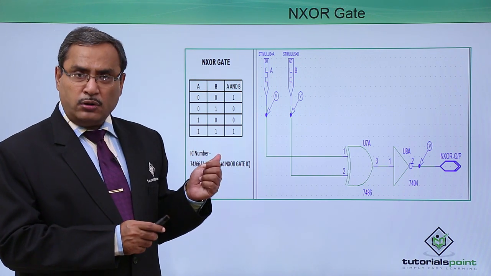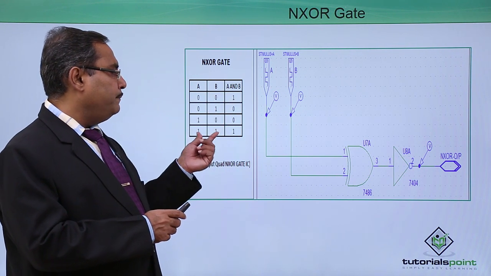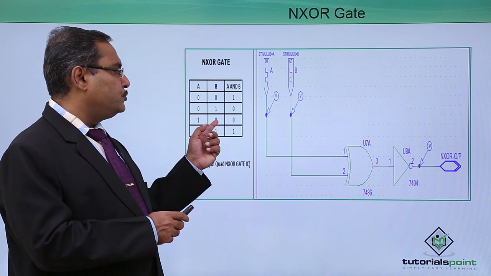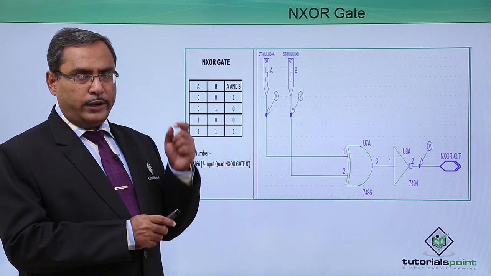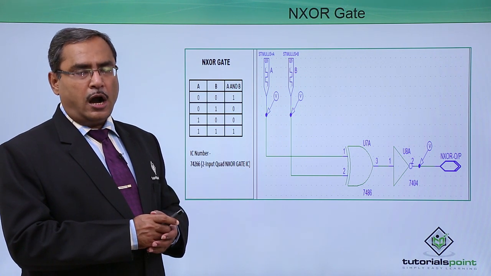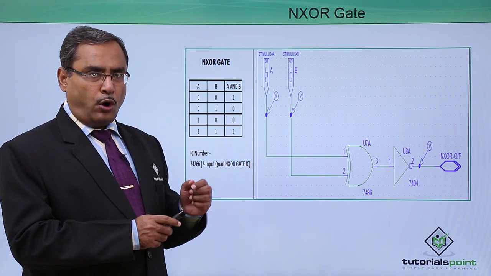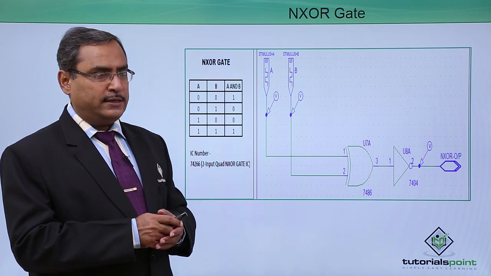In case of NXOR, it is also known as the equivalence gate. So for the same inputs output will be 1, and for unequal inputs output will be 0 accordingly. Actually the logic is in this way: whenever we are having an even number of ones in the input combination, output will be 1. Whenever we are having an odd number of 1s in the input combination, output will be 0. So that is actually the basic logic here.